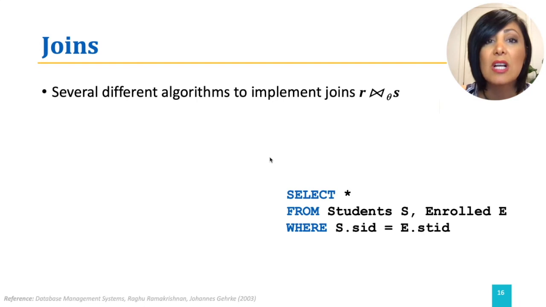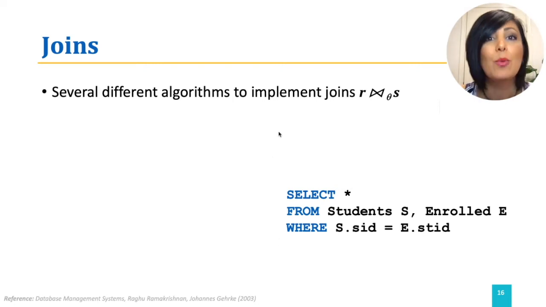However, the result of a cross product is usually a much larger table than the join. Therefore, there are algorithms for join that try to avoid the use of cross product as a part of join.